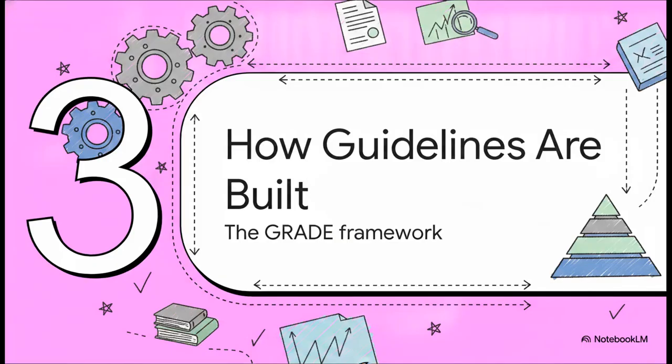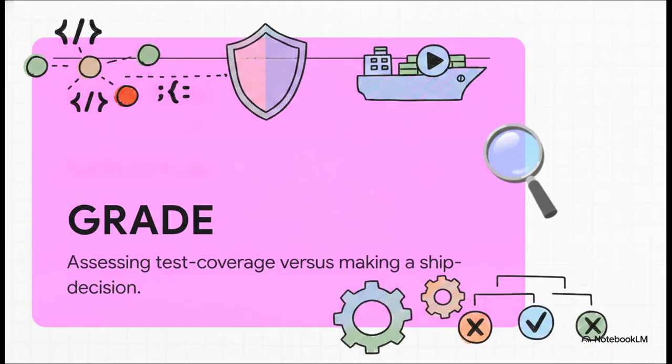So how guidelines are built, unpacking the GRADE framework. Medical guidelines are built using a system called GRADE. Now, if you read a standard medical textbook, the definition of GRADE will absolutely put you straight to sleep with academic jargon, but this course translates it brilliantly for our brains. Think of the clinical evidence as your test coverage. How robust is the underlying data? How many edge cases did the trial test? Was the methodology sound? Then think of the ultimate clinical recommendation as the ship decision.